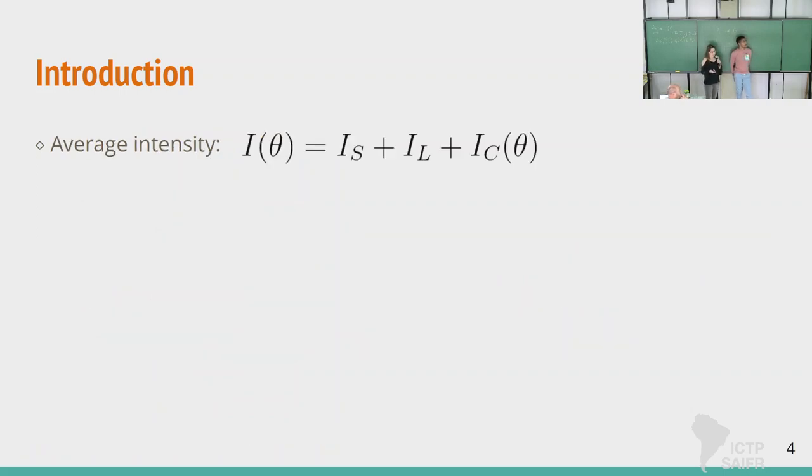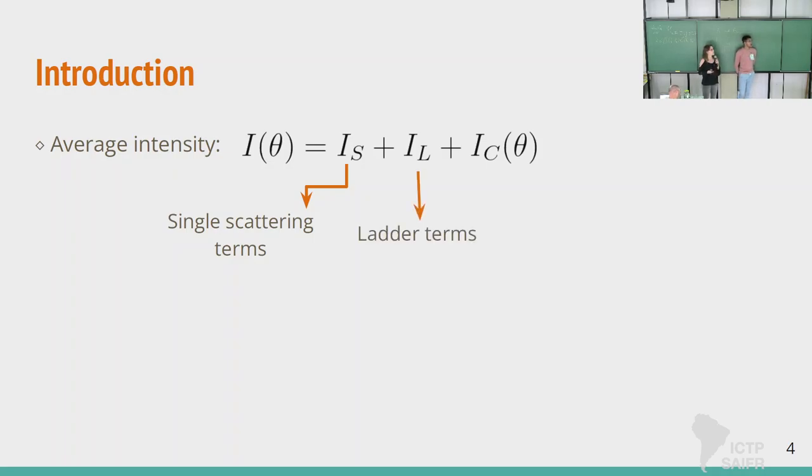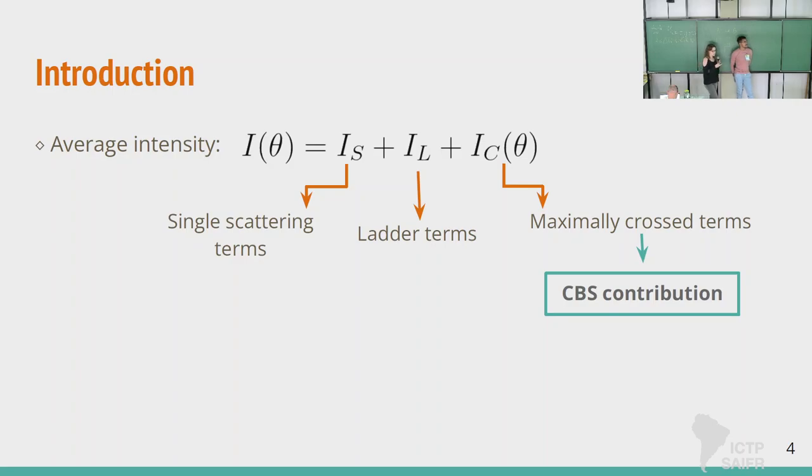So to discuss coherent backscattering, the authors define this average intensity here, which is the sum of three terms. The first one is the single scattering term, the second one the ladder terms, and the last one the maximally crossed terms. The first two don't account for any interference terms. It's all contained in this last one here, which is the one that will give rise to the CBS contribution.